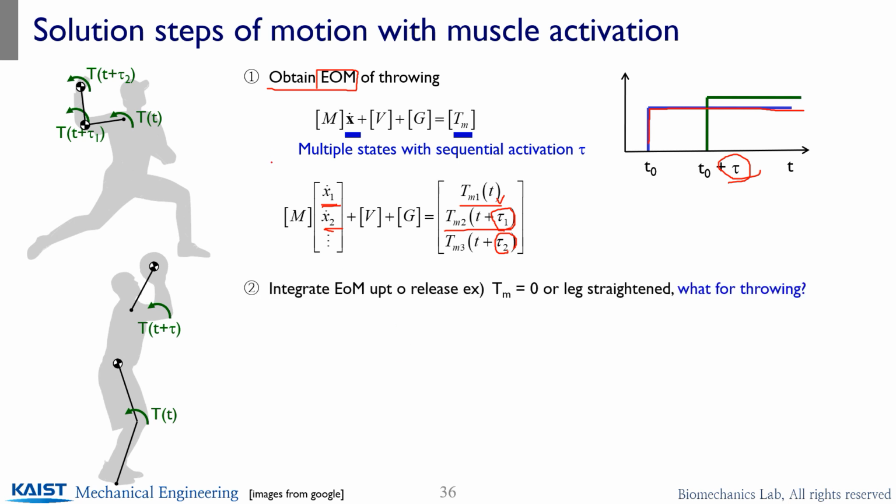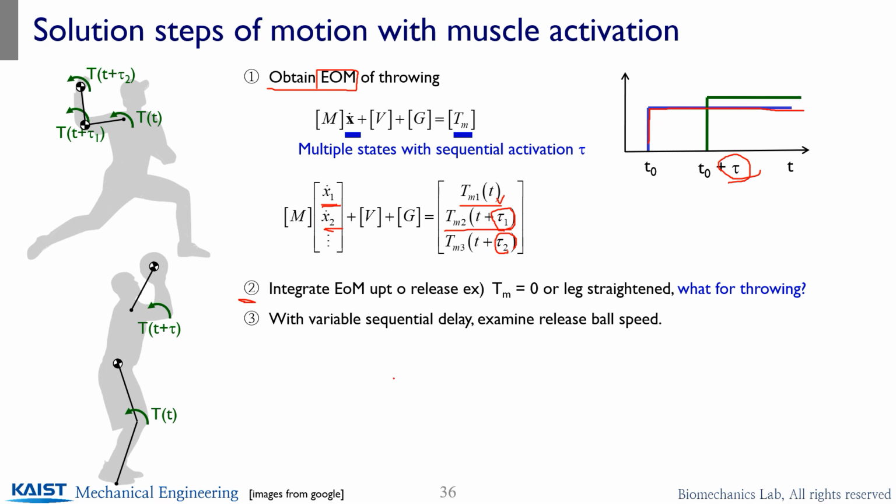Okay, so once we obtain the equations of motion, the next step is to integrate up to a certain point. Here it will be the ball release point. For the jump, that was determined as the torque equal to 0 or the leg being straightened. But how about throwing? That's what we're going to talk about. Maybe either the torque at the joints turns out to be 0 or the arms or knees should be straightened. Pretty similar constraints will probably be applied.